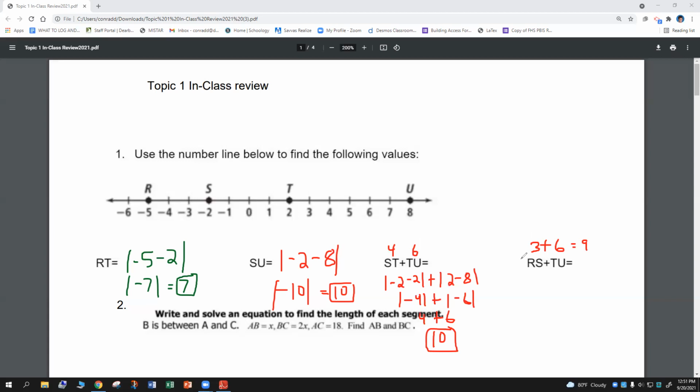We could have also done, again, the absolute value of the difference. So we could have done the absolute value of -5 minus the -2, right? That's like -5 plus 2, which is going to be -3, which gives us 3. And then we can add the absolute value of T to U. So that's 2 minus 8, which again is -6. So the absolute value of -6 is 6, which again gave us 9. Okay, so that's the level 1 question for our segment addition.